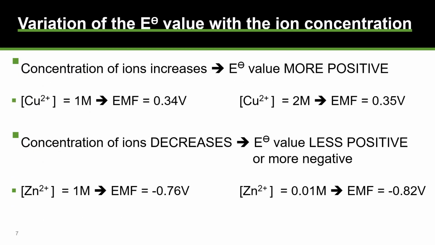For a metal ion metal half cell, if the concentration of aqueous ions in solution increases, the value of the electropotential becomes more positive. This happens because the ions are more likely to be reduced if there are more of them in a given volume of the solution. On the contrary, if the concentration of aqueous ions decreases, the value of the electropotential becomes less positive, or also decreases. This happens because the ions are less likely to be reduced if there are less of them in a given volume of the solution.